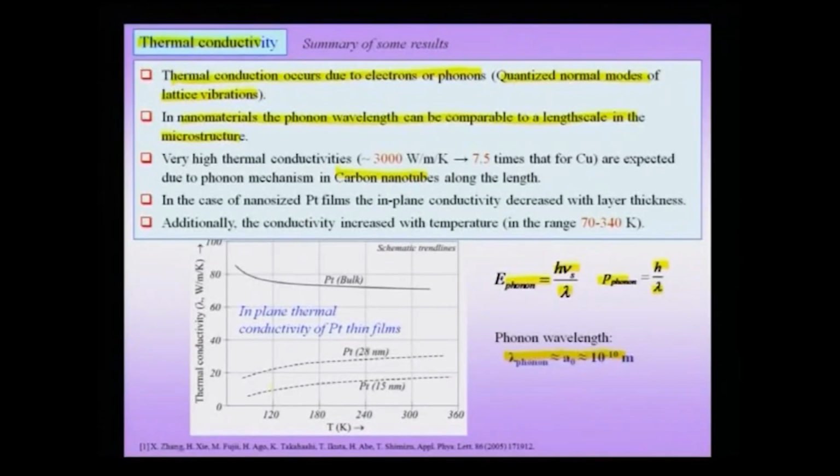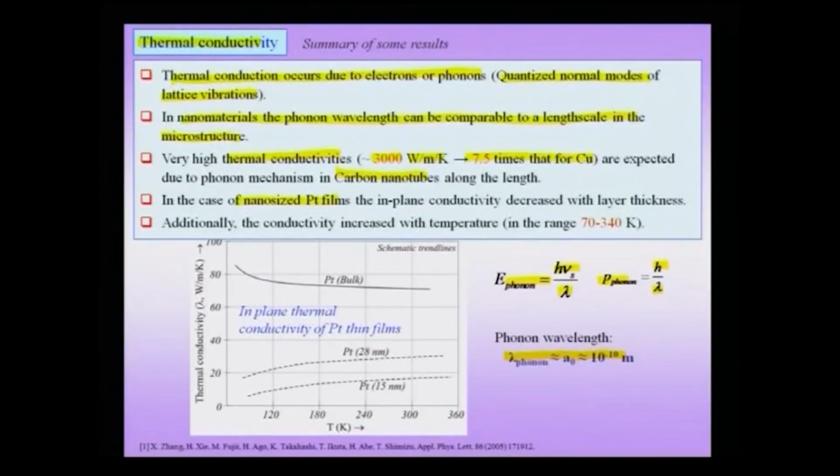Now, in experiments, there are at least two experiments, or two results, we will summarize here, and both of these results are, you might say, opposite sides of the whole spectrum. One is the case of carbon nanotubes, where you see a highly enhanced thermal conductivity which is occurring because of phonons, and in fact you observe something like about 3000 watt per meter per Kelvin, which is 7 times or more than that for copper, and this is observed in carbon nanotubes along the length, and this is expected to be because of the phononic mechanism.